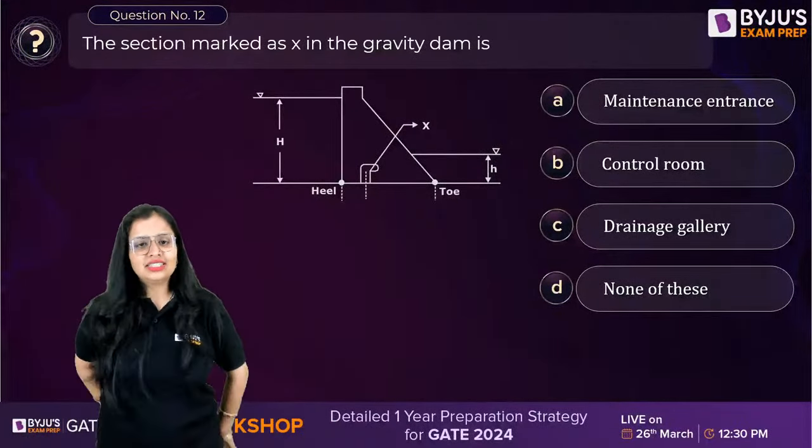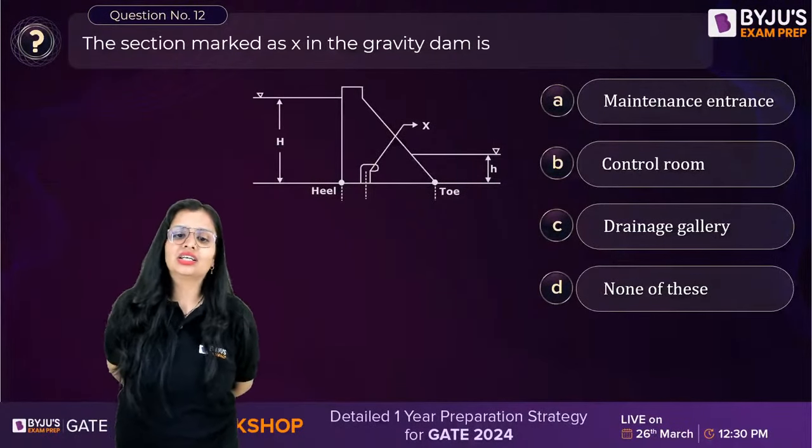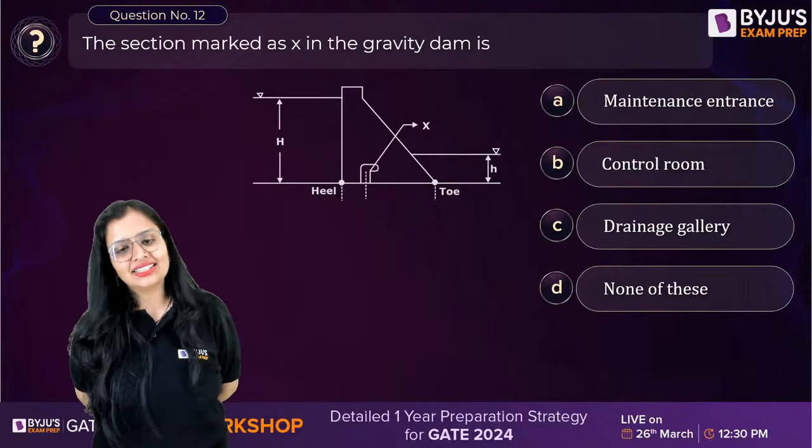What is this X here? Not talking about irrigation. The section marked as X in the gravity dam.